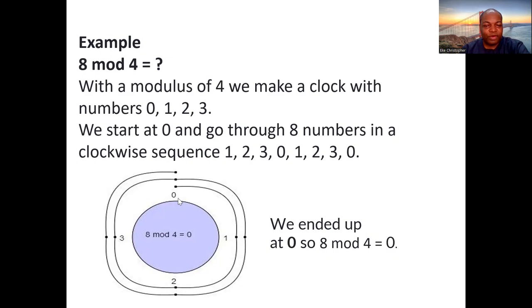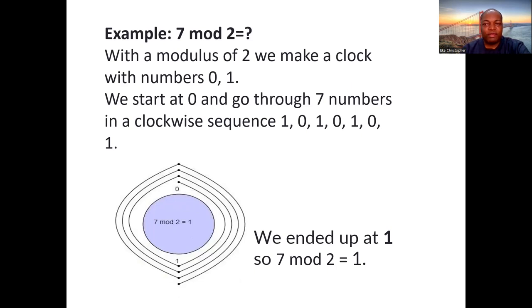So if we do that, we have 0 here, 1, 2, 3, 0, 1, 2, 3, 0. So we end up at 0. At the end, we end up at 0. So 8 mod 4 equals 0. I hope it's very clear to everyone.